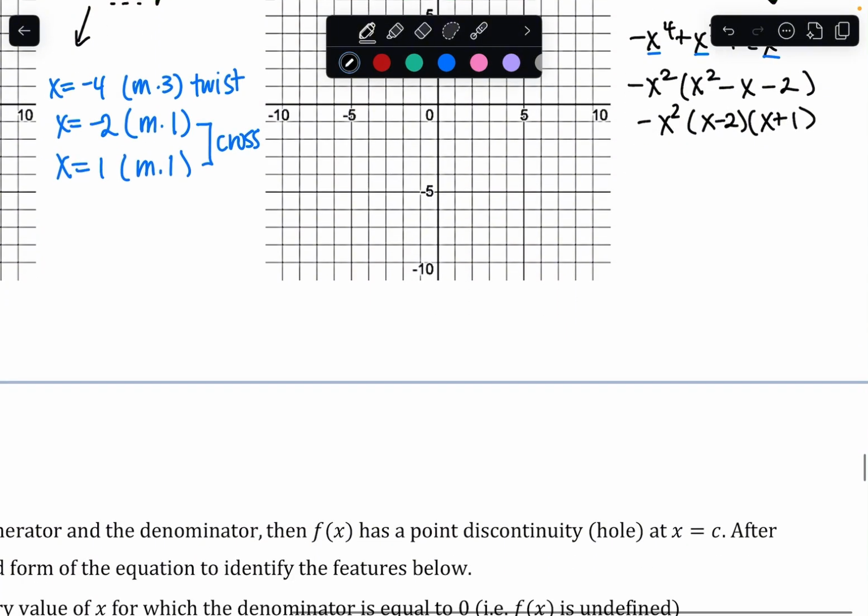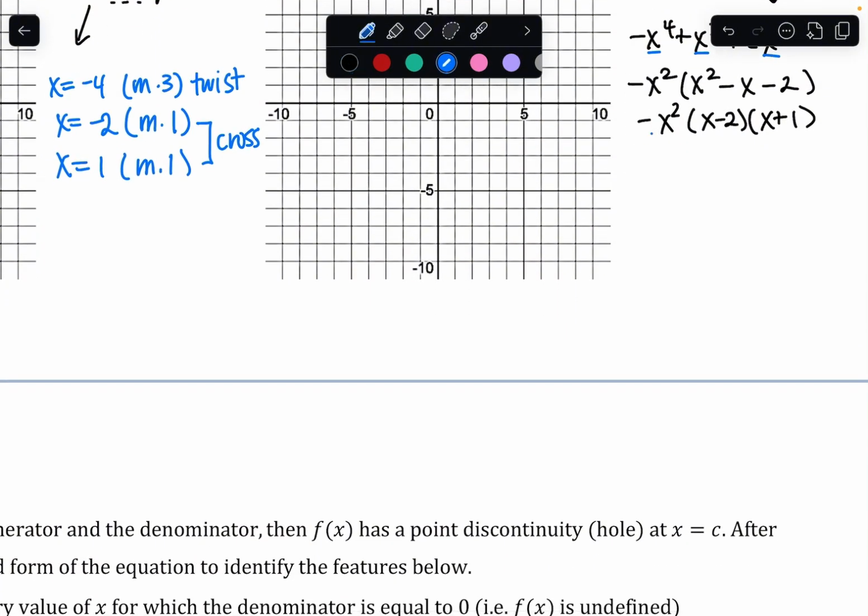And so there's our factored form. Whenever you don't have a plus or minus number after the x, even if it's x squared, x equals 0 is the root. You could picture that as x minus 0 squared. And so this has a multiplicity of 2, so we know it's going to bounce right there.